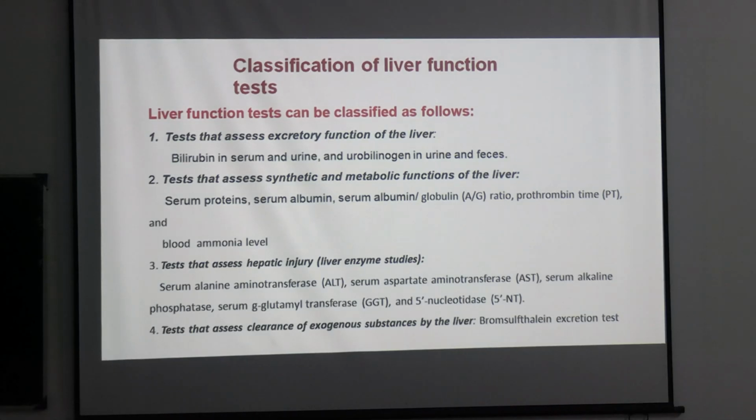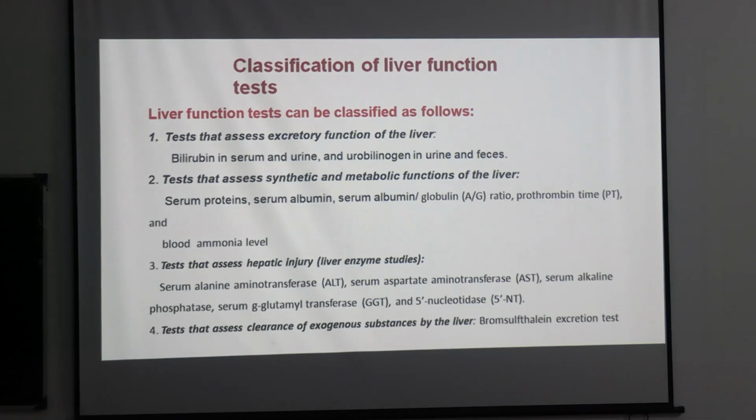So, liver function tests can be classified as tests that assess excretory function of the liver: bilirubin in serum and urine, and urobilinogen in urine and feces; tests that assess synthetic and metabolic functions of the liver: serum protein, serum albumin-globulin ratio, prothrombin time, and blood ammonia level.